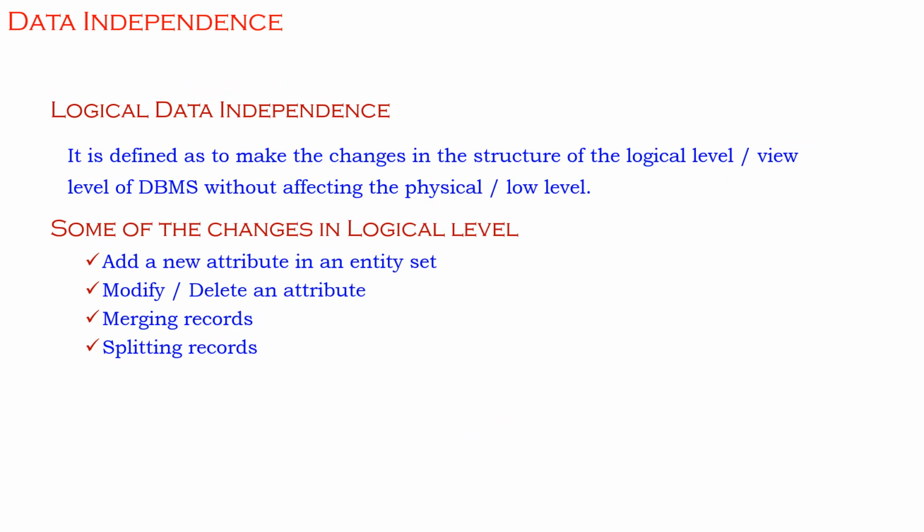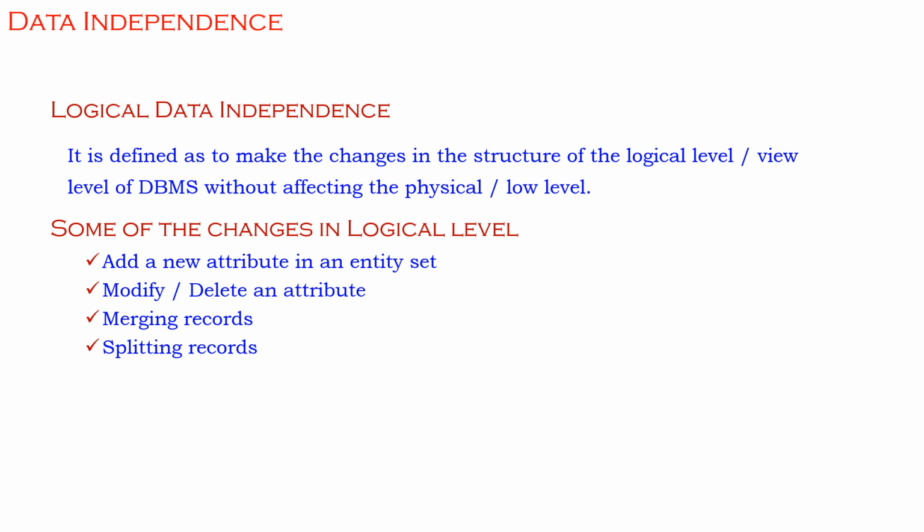So what is logical data independence? It is defined as how we are going to make changes in the structure of the logical level or the view level of the DBMS without affecting the physical level or the low level. Some changes in the logical level are adding a new attribute, modifying or deleting an attribute, or merging a record or splitting a record. All this is related to the logical organization, that is, the structure of the database.